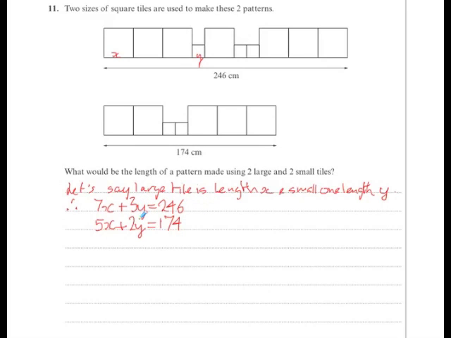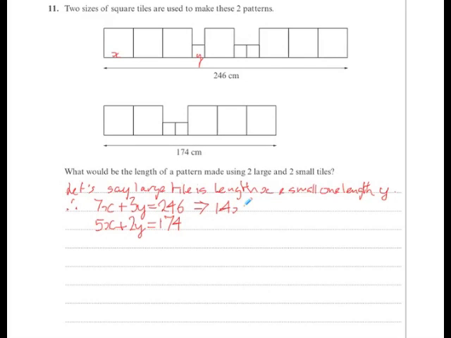There are a few ways we can solve these equations, but what I like to do is multiply the top one and the bottom one so that we can remove either the x's or the y's. By multiplying everything at the bottom by 3 and everything at the top by 2, we can get rid of the y's. You can do anything you like as long as you do it to both sides of the equation.